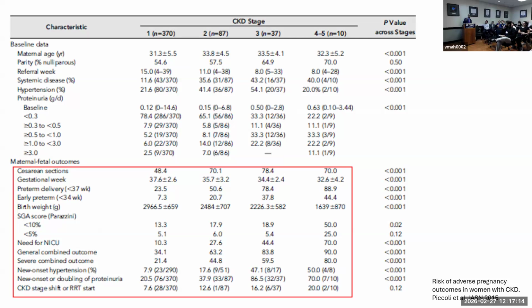Of course, the caveat is that they only had 10 patients with CKD 4 and 5, which is a flaw of a lot of these studies. The thought process behind that is that those patients are generally discouraged from becoming pregnant in the first place, so they don't make it into the data.